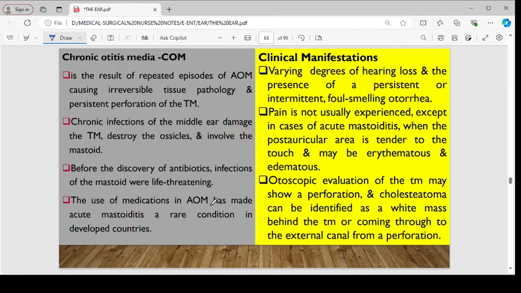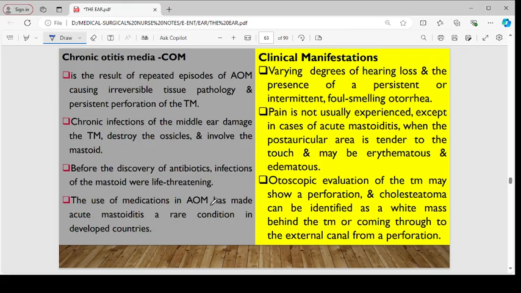Next, we have chronic otitis media. This is a result of repeated episodes of acute otitis media causing irreversible tissue pathology and persistent perforation of the tympanic membrane. So chronic infections of the middle ear damage the tympanic membrane, then destroy the ossicles, and can also involve the mastoid. Before the discovery of antibiotics, infection of the mastoids was life-threatening, but the use of medication in acute otitis media has made acute mastoiditis a rare condition, especially in developed nations.